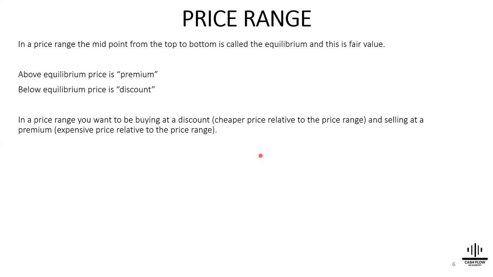In a price range, the midpoint from the top to bottom is called equilibrium, and this is fair value. Above equilibrium is premium. Below equilibrium is discount. All right. In a price range, you want to be buying at discount, that is a cheaper price relative to the price range, and selling at a premium, that is an expensive price relative to the price range.